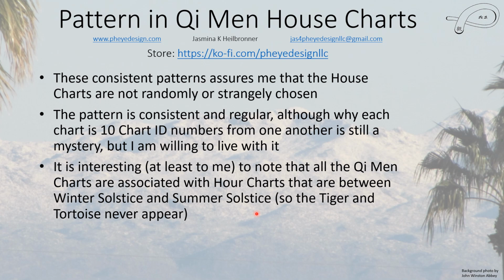Now, it is interesting to note that all these Qi charts are associated with the hour charts that are between the winter solstice and the summer solstice. So that means the tiger and the tortoise never appear, which is okay, but in some ways it really doesn't matter because you still have the hook and the phoenix to replace these two. So all 4 of those are the more negative type. But in a house, it's not so much necessarily negative unless you have negative stars. It's more you have certain skills you can tap into in those places.